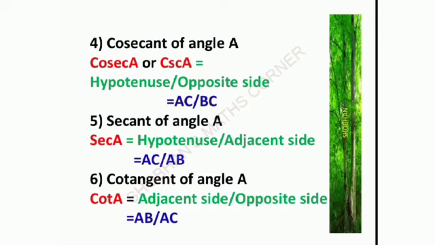Now secant of angle A, we read this as sec A or secant A, that is the ratio of the hypotenuse to the adjacent side. In this triangle, the hypotenuse is AC and the adjacent side is AB. Therefore sec A is equal to AC by AB. Now cotangent of angle A, we write that as cot A. Cot A is the ratio of the adjacent side by the opposite side. Here the adjacent side is AB and the opposite side is BC. So like this all the 6 trigonometric ratios are defined.